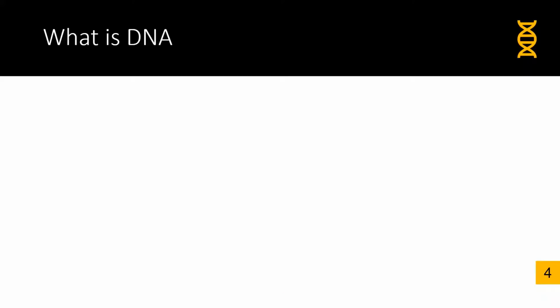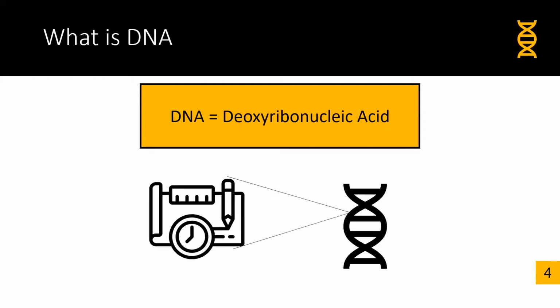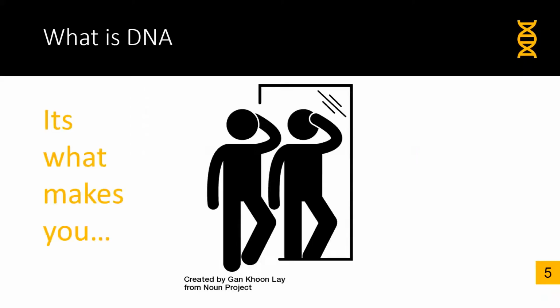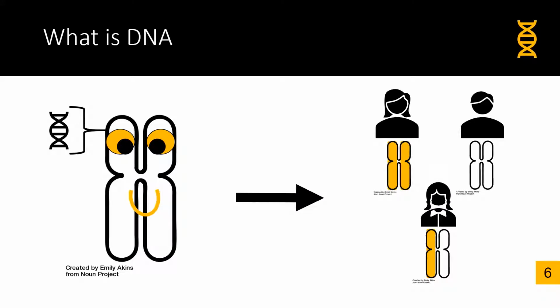But what is DNA? DNA stands for deoxyribonucleic acid, and it's the building blocks for all living things. Essentially, it's what makes you, you. DNA is packaged tightly into structures called chromosomes. You have a total of 46 chromosomes, 23 inherited from your mom and 23 from your dad, making a total of 23 chromosomal pairs, as you can see from the diagram on the slide.